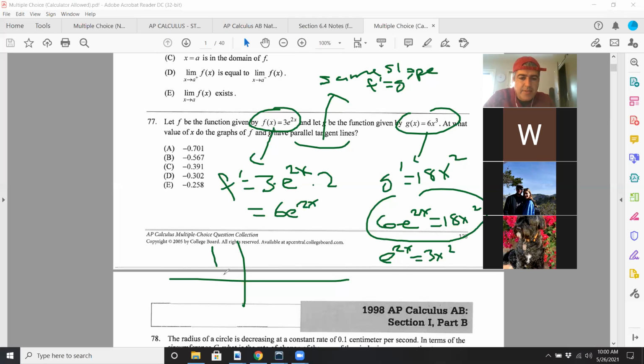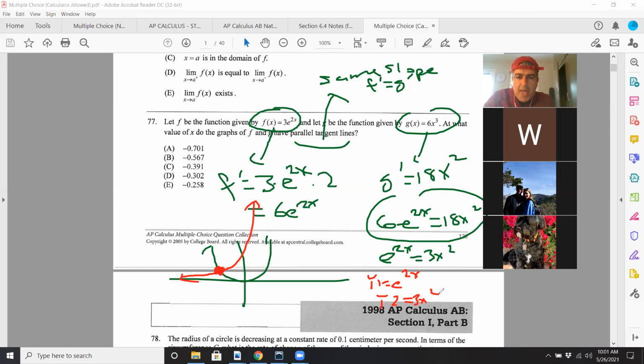3x squared looks like this. e to the 2x probably looks like that. You've got to figure out where they intersect. So this is where you're going to have to graph these in the calculator and find the point of intersection. And again, we'll let y1 be e^(2x). Let's let y2 be 3x squared.